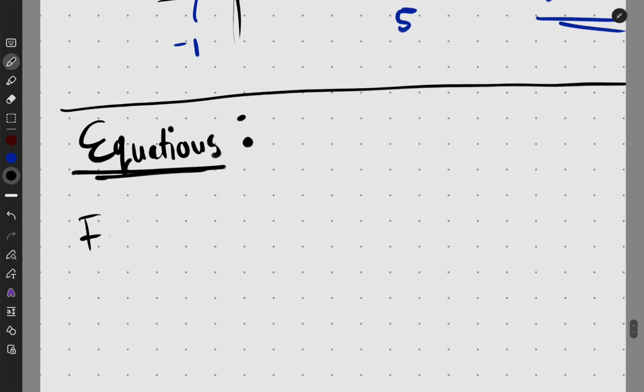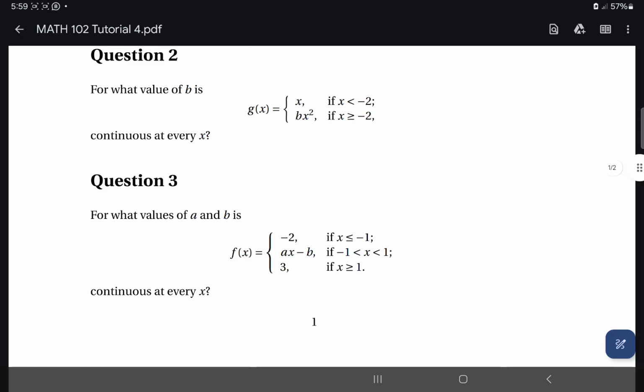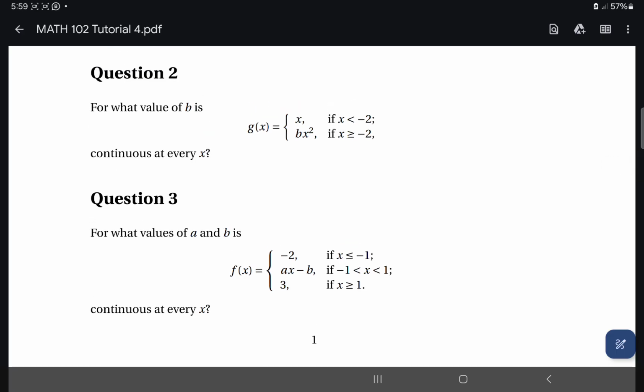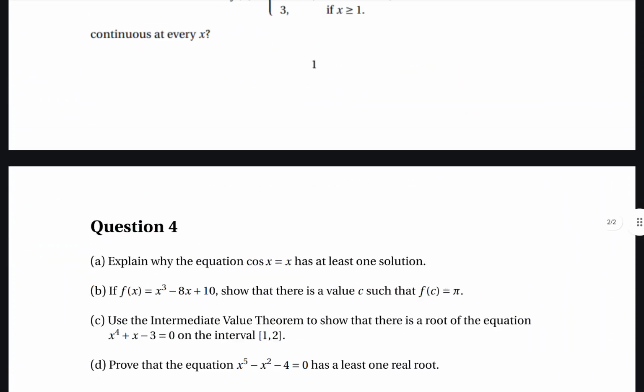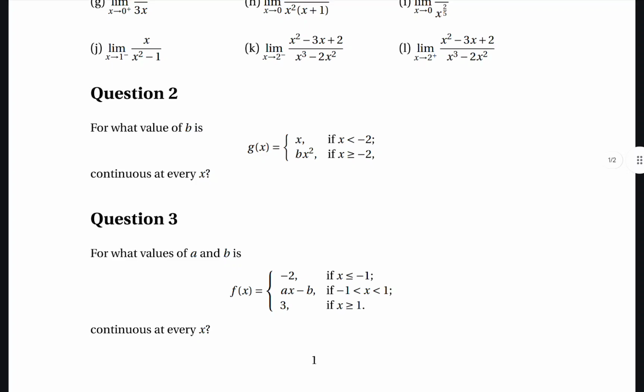So here you can now say, for example, you have a function f of x being equal to, let me look for a function here. And here is an example, like we start with continuity. Here it says, for what value of b is this continuous at every x? So it can ask you like this. Let me look for the other one. It can ask you again to say, is the function continuous at this value?